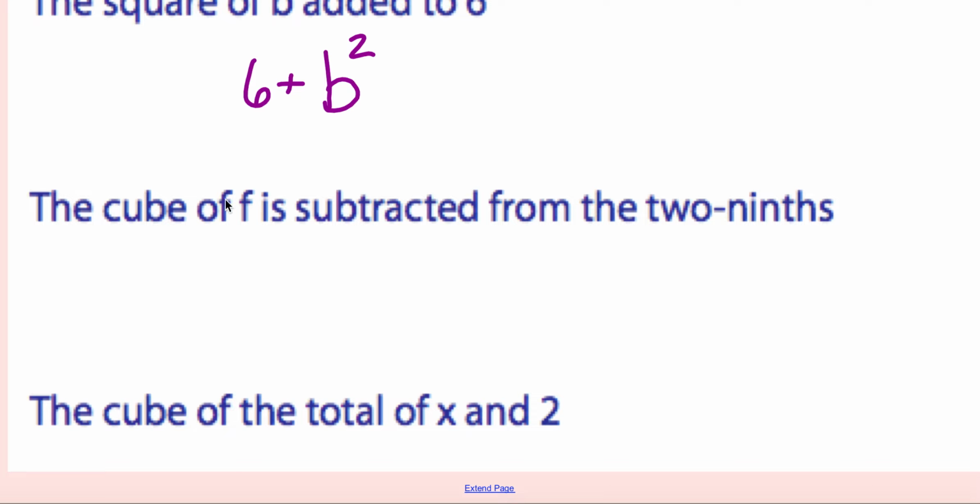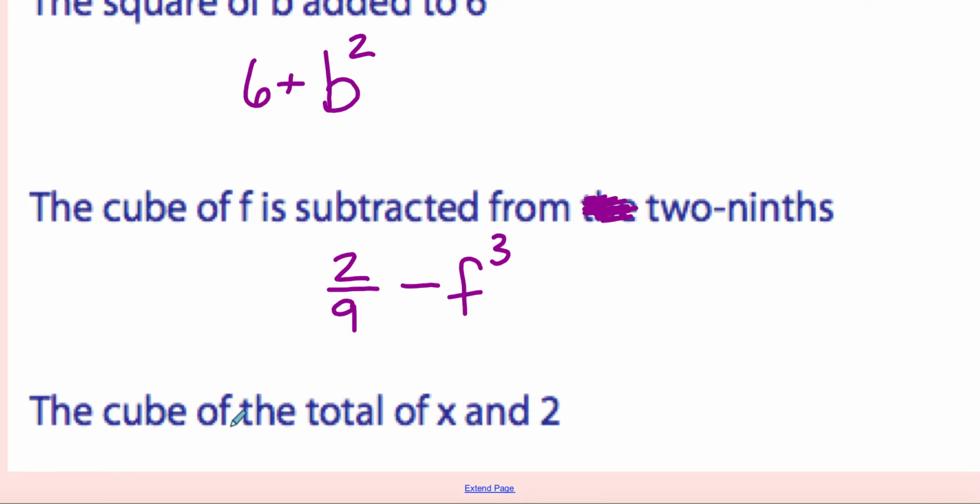The next one, the cube of f is subtracted from the 2/9. So let's just get rid of this the, because from 2/9. The cube of f is subtracted from the 2/9. So I'm going to put 2/9 here, and I'm going to take the cube of f and subtract it from this. To find the cube of f, I just write f cubed. All right.